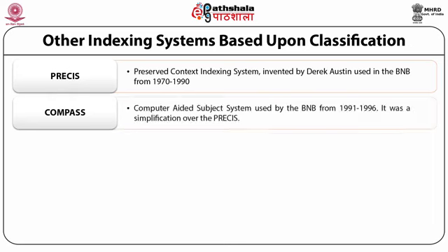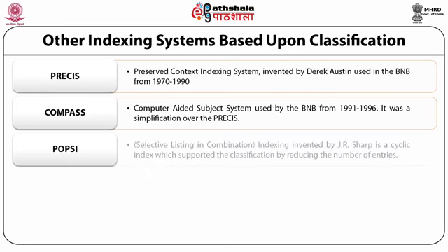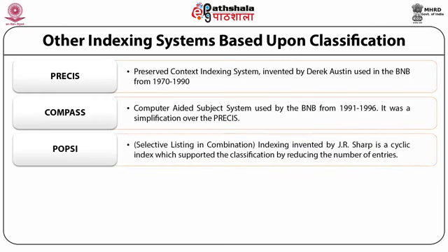COMPAS, Computer-Aided Subject System, used by the BNB from 1991 to 1996. It was a simplification over the PRECIS. POPSI, Postulate-Based Permuted Subject Index, invented by Professor G. Bhattacharya, to improve over the chain indexing to preserve the context. It was based upon the general theory of subject indexing languages, SIL.